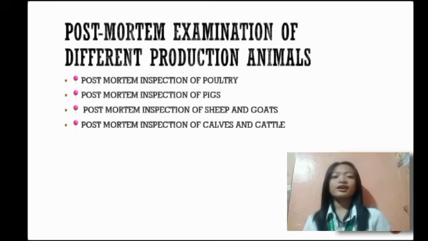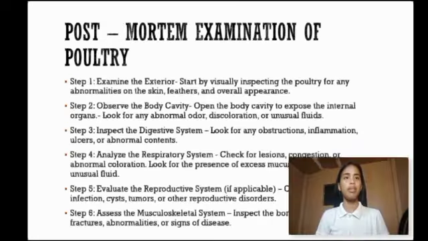So first we have the post-mortem examination of poultry. Examine the exterior. Start by visually inspecting the poultry for any abnormalities on the skin, feathers, and overall appearance. This is an initial step and involves carefully looking at the bird's external features. You should examine the entire body from head to toe to detect any irregularities.